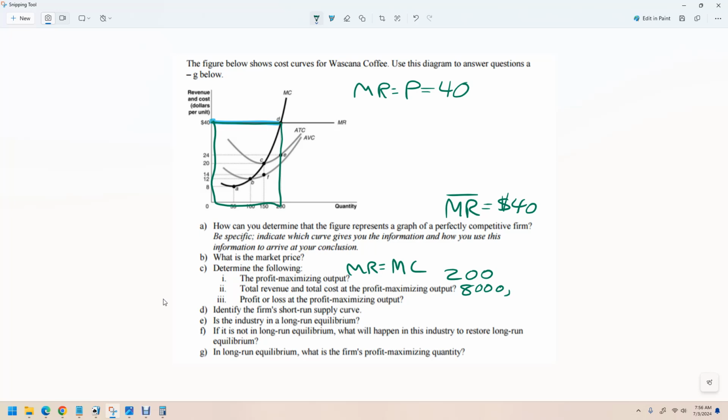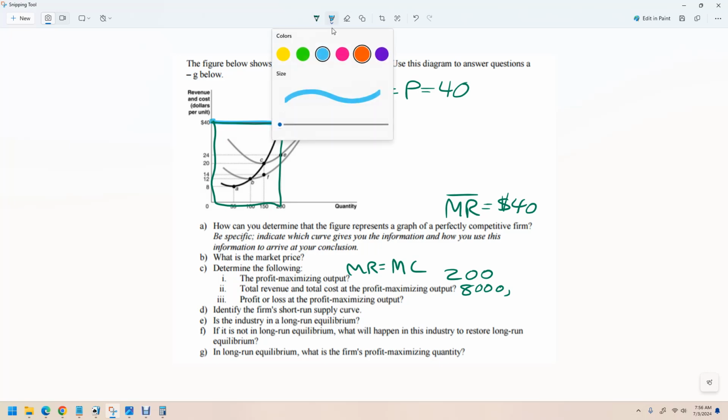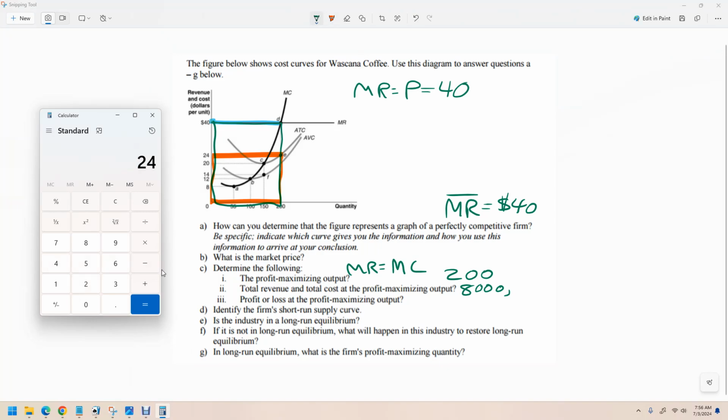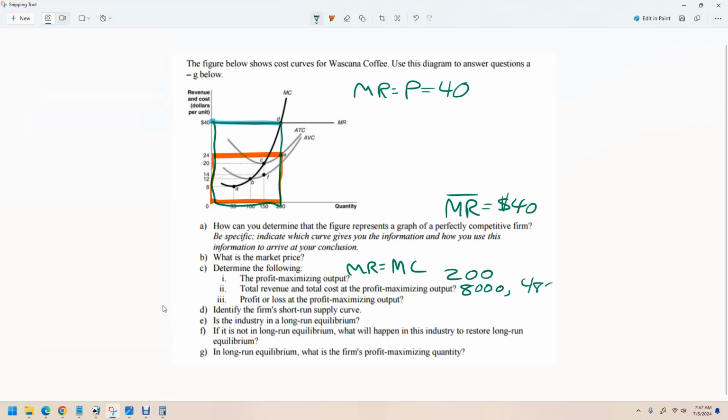Our total cost, we're going to follow that to where it hits average total cost. So at 200, follow that up to where we find average total cost, which is that curve right there. It's $24 per unit, and we'll just multiply that by the number of units. So our total cost is $24 times 200 units, and we get 4,800. Profit or loss is the difference between those two.